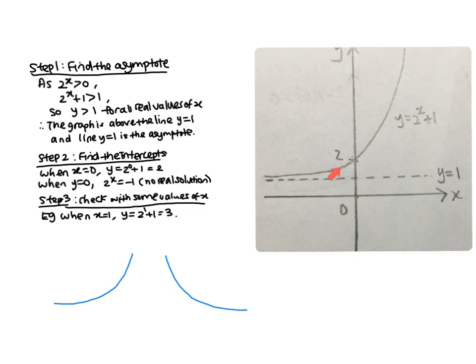As the value of x decreases, the graph should get nearer and nearer to the asymptote, which is the line y equals 1. As the value of x increases, the value of y increases more and more rapidly, so this part of the graph should be steep. This is a wrong example.